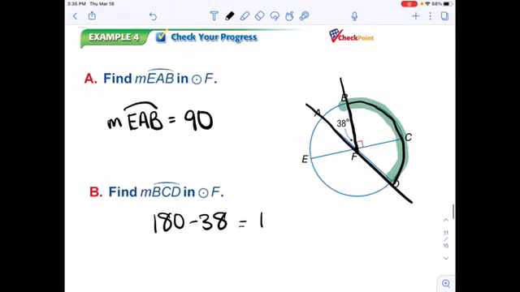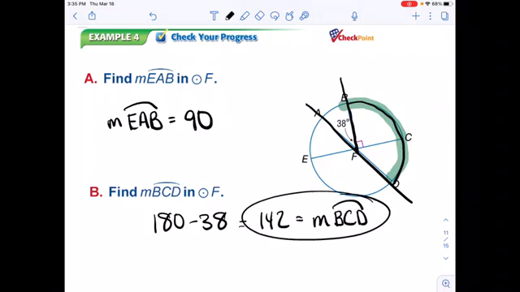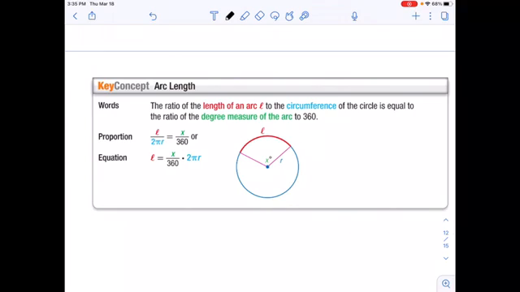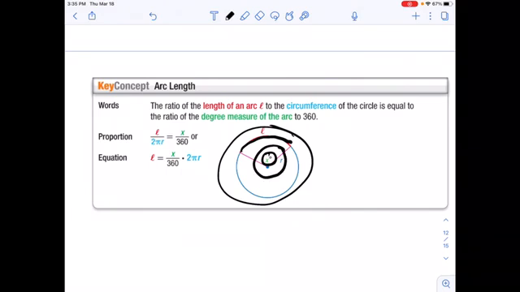I get 142 equals the measure of my arc BCD. Okay? Now, we are going to talk about arc length. The ratio of the length of an arc L, right here, to the whole circumference of the circle is equal to the ratio of the degree measure of the arc to the whole circle's degree 360.